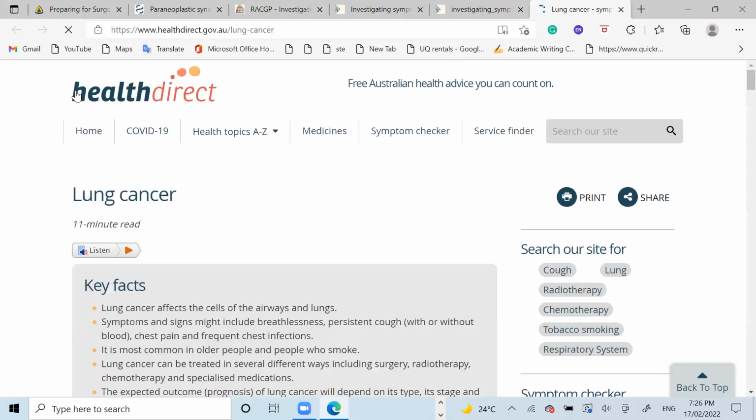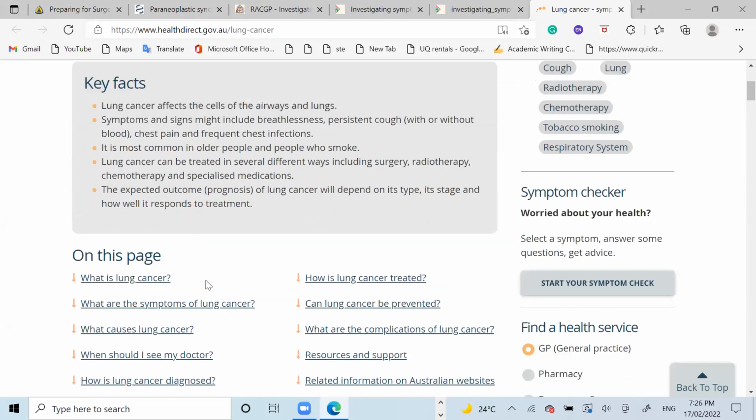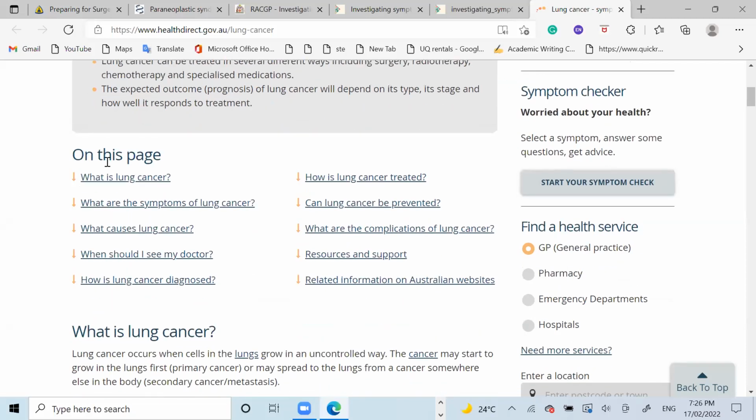Now, I talked about Healthdirect as well. So look over here. They have this kind of information. What is lung cancer? They have explained all of it here. What are the symptoms? What are the causes? When should I see my doctor?